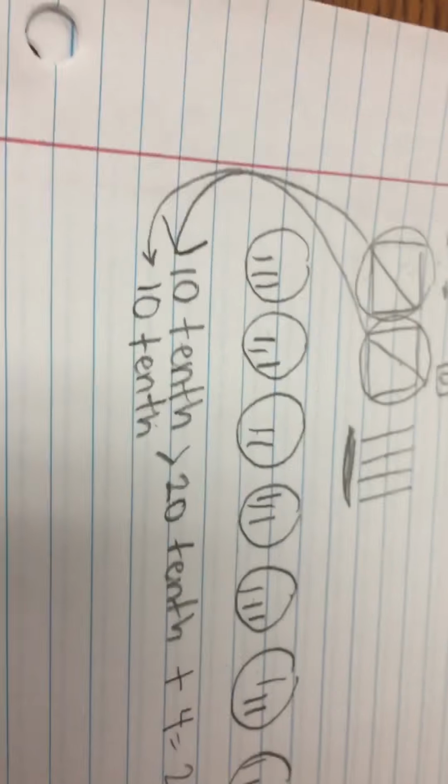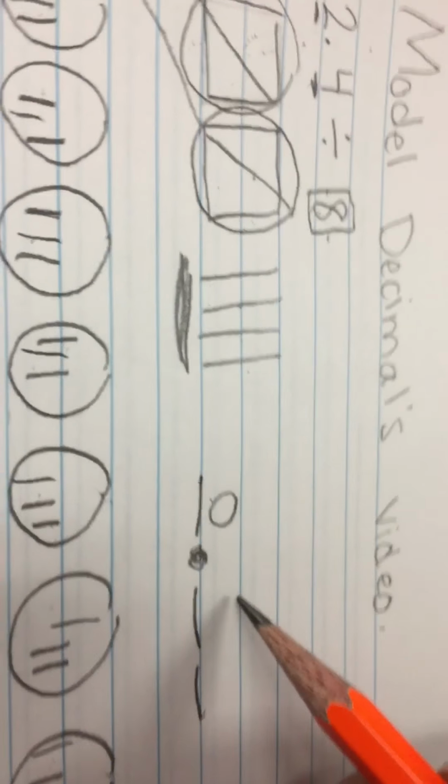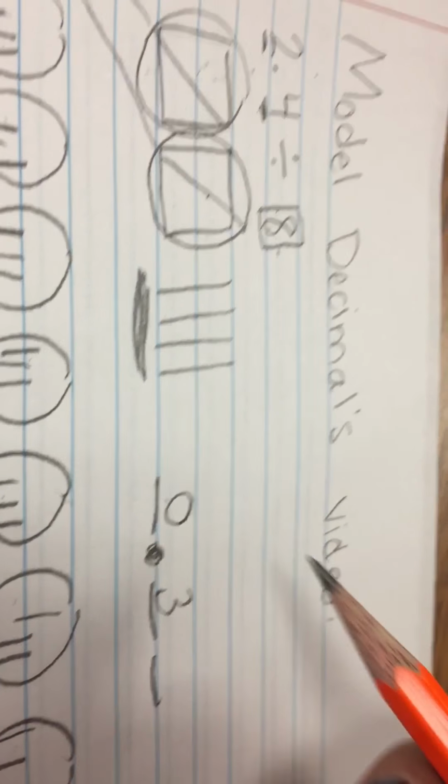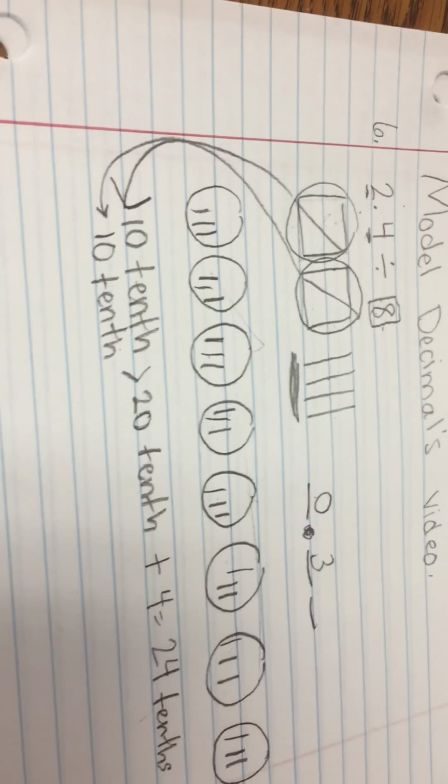Now, how are we going to represent that in decimal form? Well, we're going to draw our little decimal cheat sheet here. Do we have any ones in our model? No, so it's 0. How many tenths are represented in one group? There are 3. 1 tenth, 2 tenths, 3 tenths. So then we're going to write 3 tenths. So our answer for number 6 is 0.3. Now I did it in a complicated way here, so don't do it like that. All right, that is number 6.